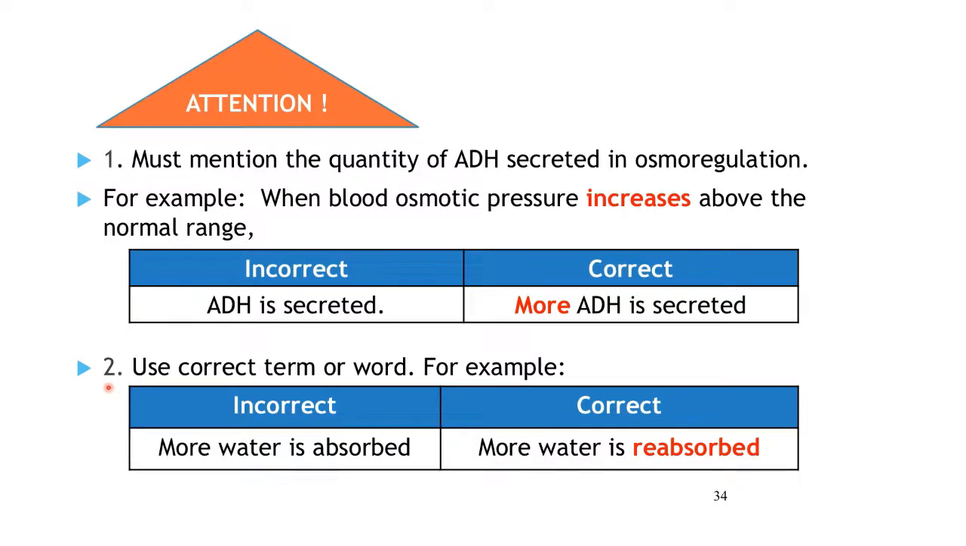Number 2. Use correct term or word. For example, more water is absorbed. The word absorbed is incorrect. So the correct word should be reabsorbed, which means more water is reabsorbed when blood osmotic pressure increases above the normal range.